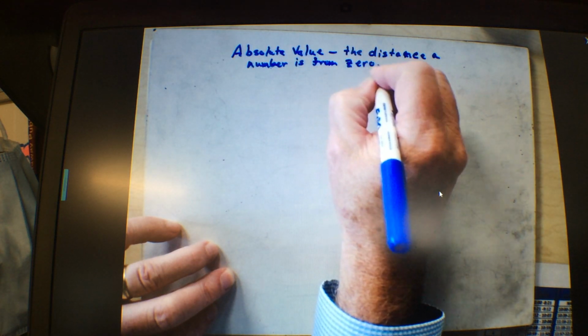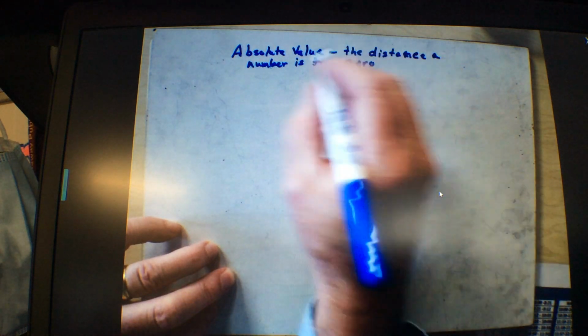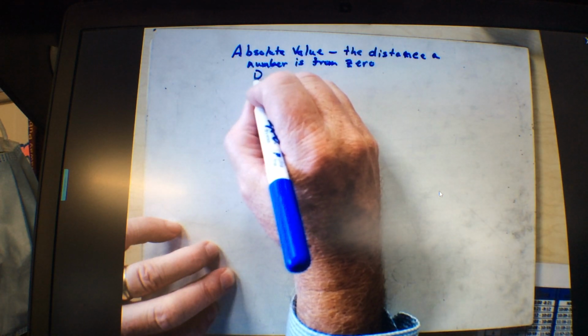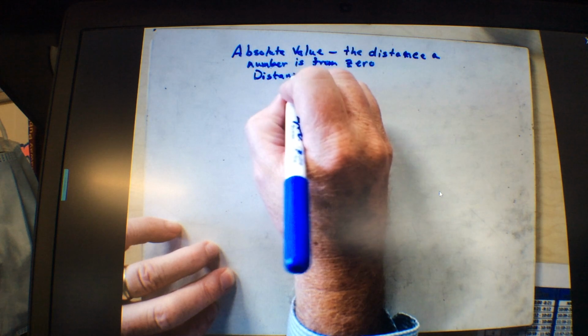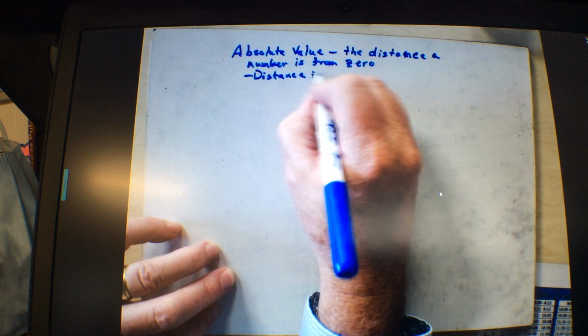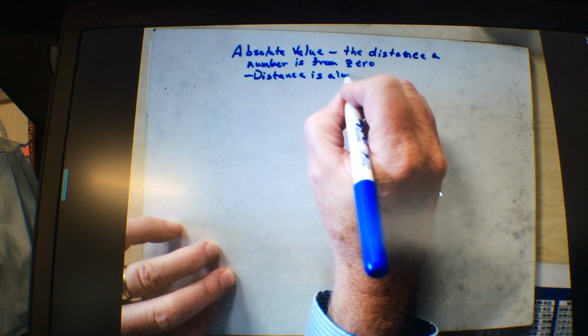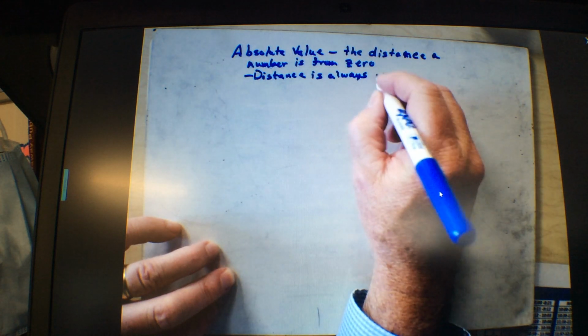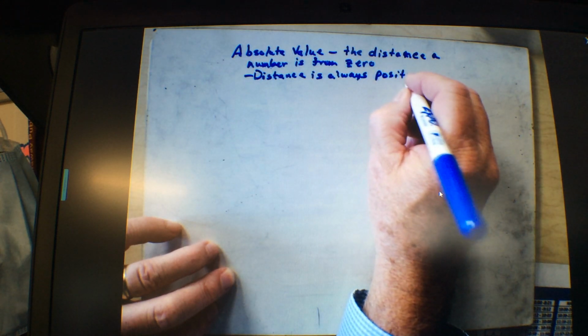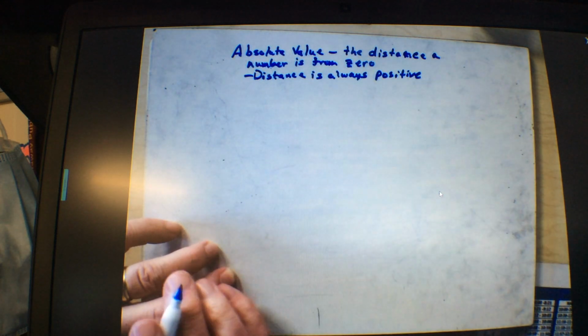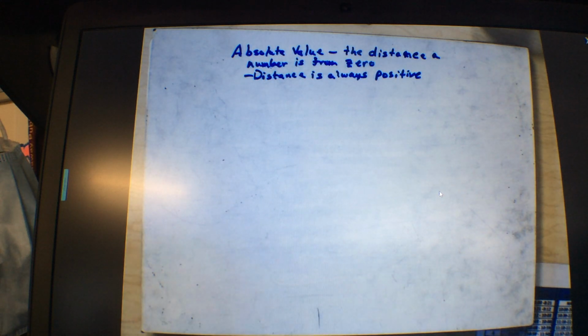Okay? And distance is always, oh, we don't remember that. Distance is always what? Nope, positive. Who said that? Thank you. Actually, distance is always positive. So absolute value is the distance a number is from 0, and distance is always positive.